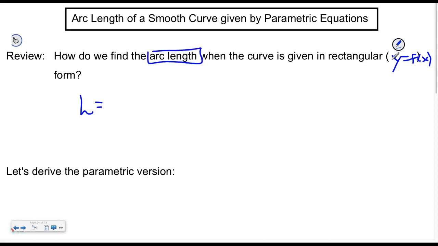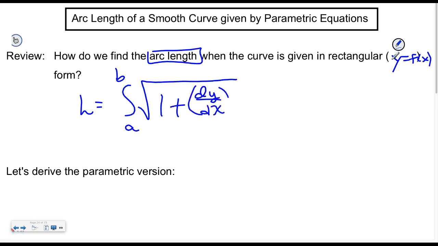What did you write first? It's an integral from a to b, then what? Square root of 1 plus what? Yeah, thank you for not saying f prime. The dy dx part of it is important, that it's in what we call Leibniz notation, so that's good. There's my arc length formula.